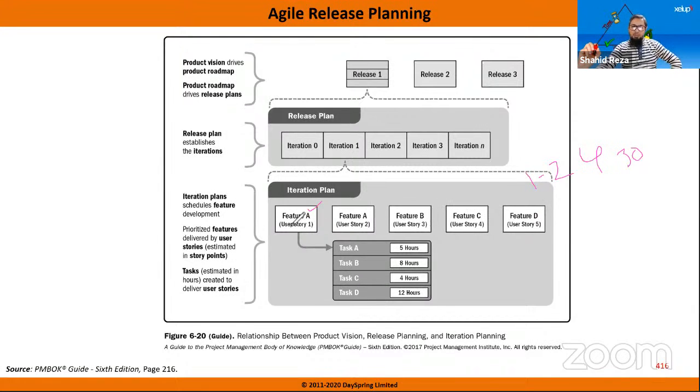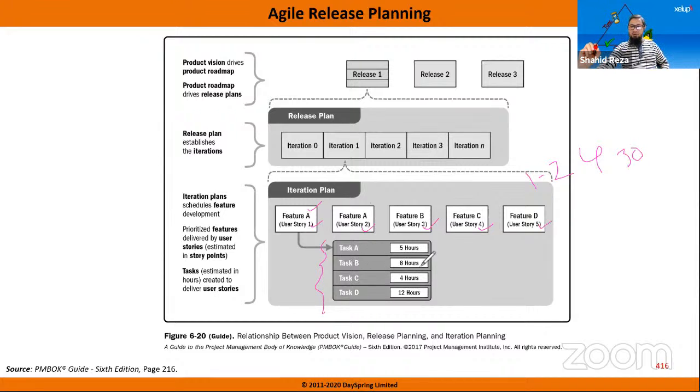Then we are breaking those features into user stories. For feature A, say we have to deliver 2 user stories. For B, 1 user story, for C, 1, and for D, 1 user story. Still we are not having any duration or hour calculation. Now when we are doing the story, we are breaking the user story into tasks. To deliver this user story, we need to do these 4 tasks, A, B, C, D.